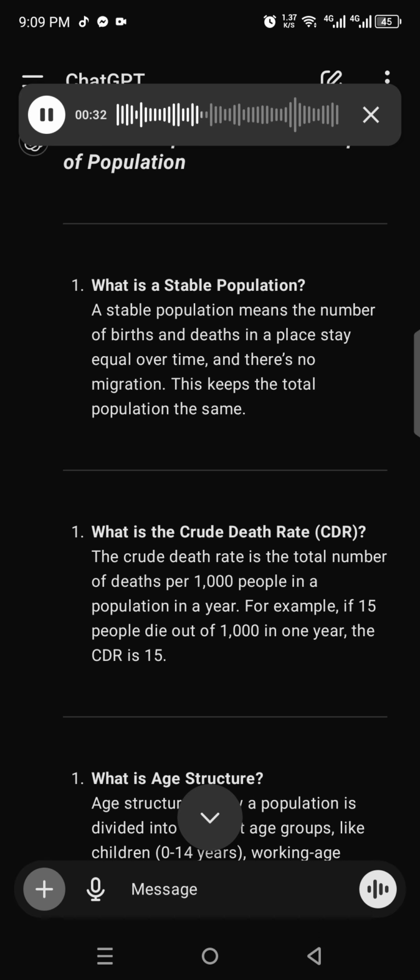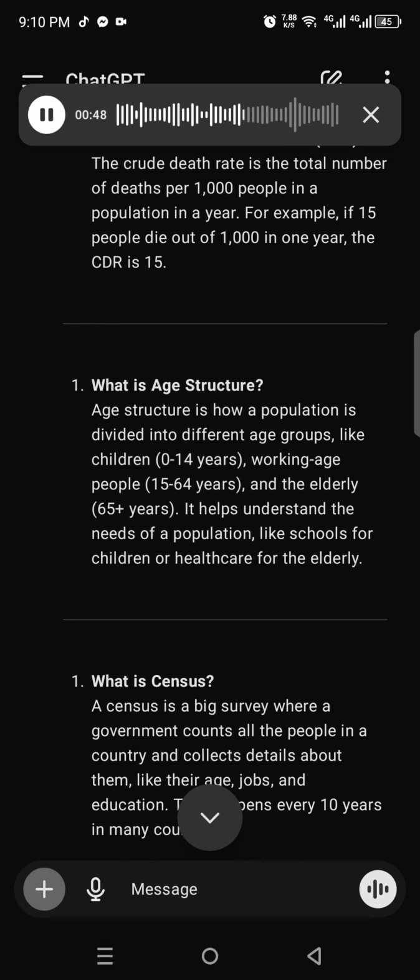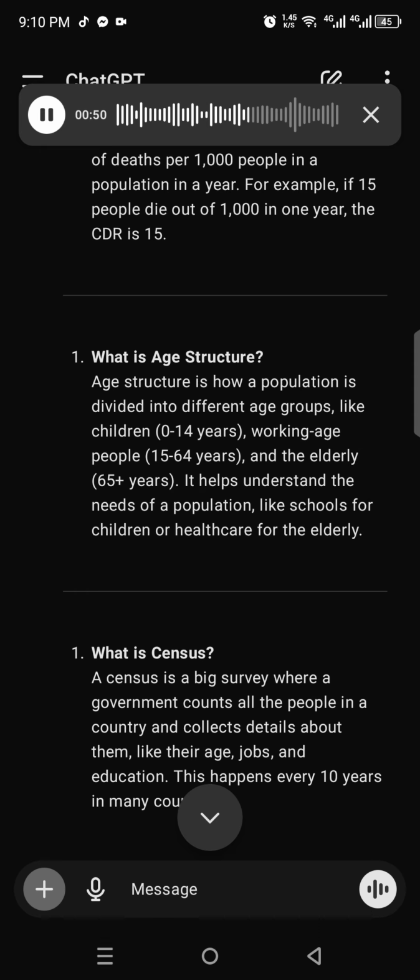3. What is age structure? Age structure is how a population is divided into different age groups, like children to 14 years, working age people 15 to 64 years, and the elderly 65 plus years. It helps understand the needs of a population, like schools for children or healthcare for the elderly.